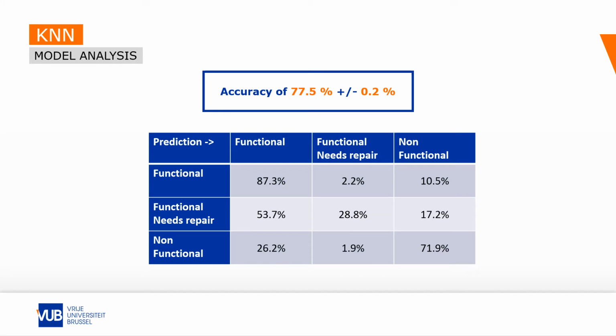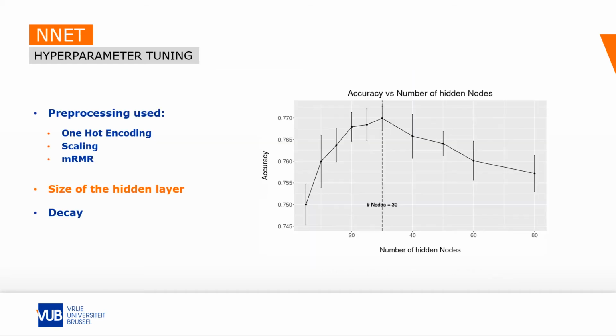This is a good baseline model since KNN is quite fast and the accuracy is not that bad. Nevertheless, the classification rate of functional needs repair is poor, mostly due to the imbalanced dataset. Now we will look a bit further into neural networks.